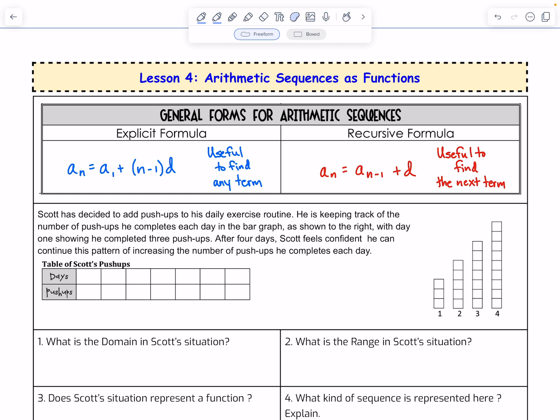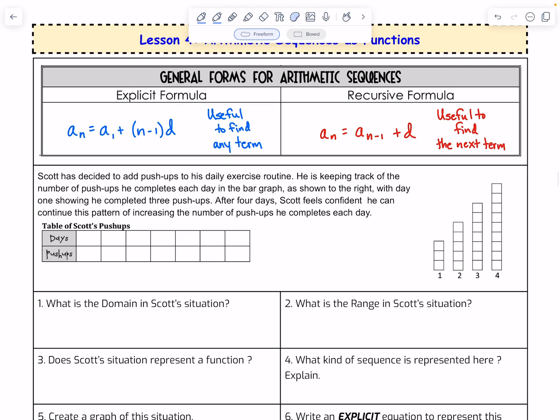And the recursive formula we know is useful to find the next term if we know what the previous term is. So in our example, Scott has decided to add push-ups to his daily exercise routine. He is keeping track of the number of push-ups he completes each day in the bar graph as shown to the right, with day 1 showing he completed 3 push-ups. After 4 days, Scott feels confident he can continue this pattern of increasing the number of push-ups he completes each day. So let's make a table that represents Scott's function of his push-ups.